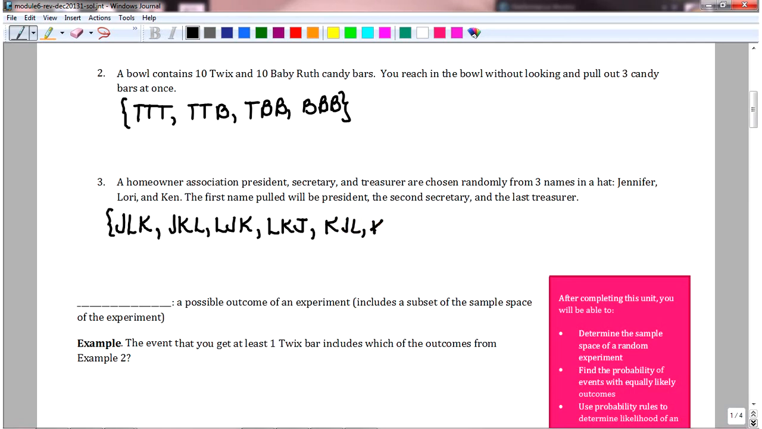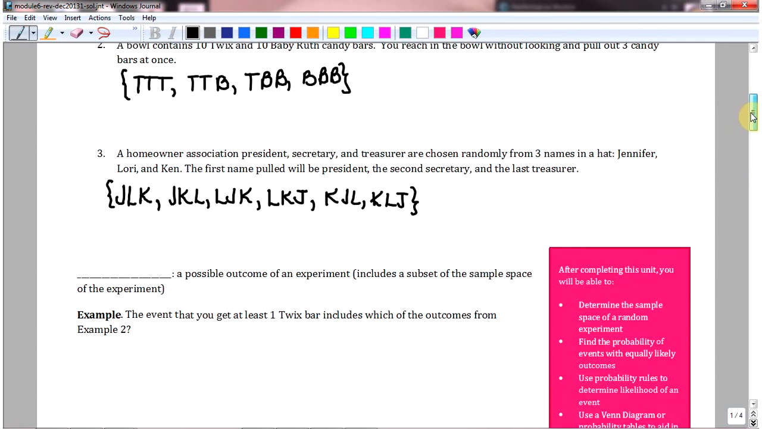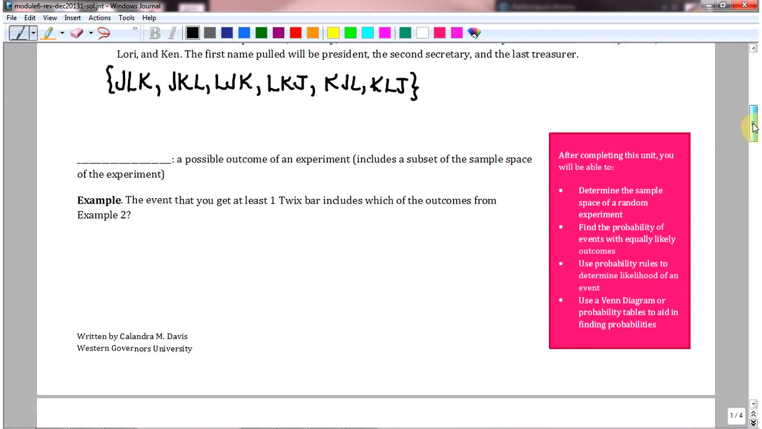So the way that I did this to help myself was that I started off with Jennifer as president, then I knew I would have to have Lori and then Ken, but then I could have the opposite of that, Ken then Lori. Then I did all options when Lori was president. Then I know that I would have to have Jennifer and then Ken, and then the opposite, Ken then Jennifer. So if you try to do it in a systematic way, that'll help you to make sure that you don't miss any of the combinations. Okay, so that would be the sample space.